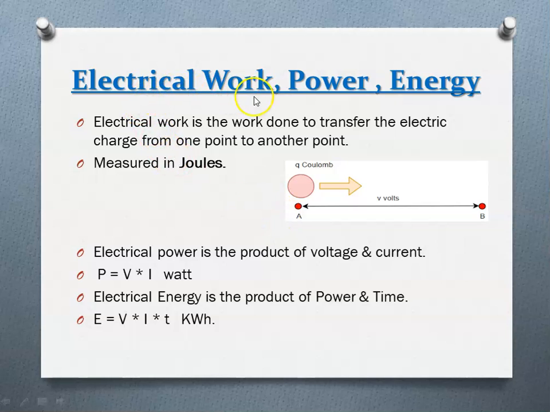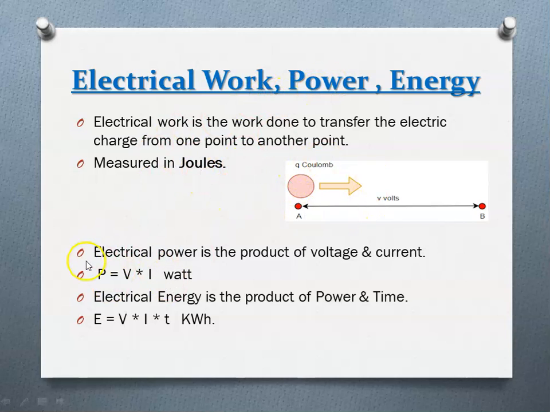The next topic is electrical work, power and energy. Electrical work is the work done to transfer electrical charge from one point to another point. See this figure. In this figure, this circle indicates the charge. Charge is measured in coulombs. So this is the charge of Q coulombs, and we have to transfer this charge from point A to point B. The work done required to transfer this electrical charge from point A to point B is called electrical work.